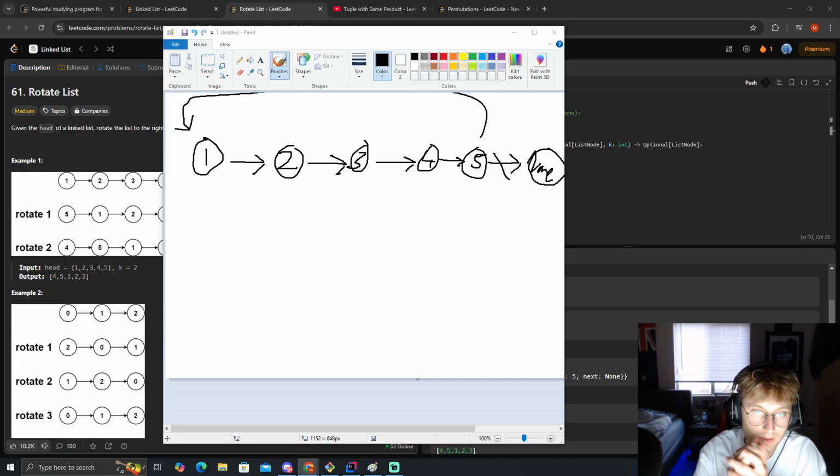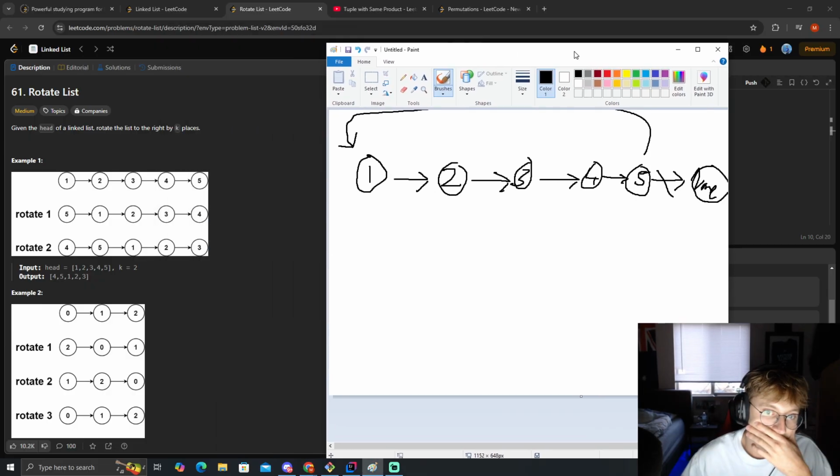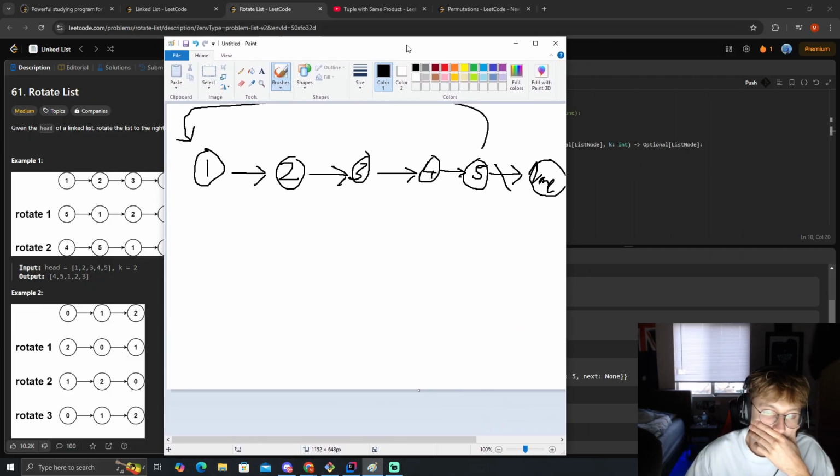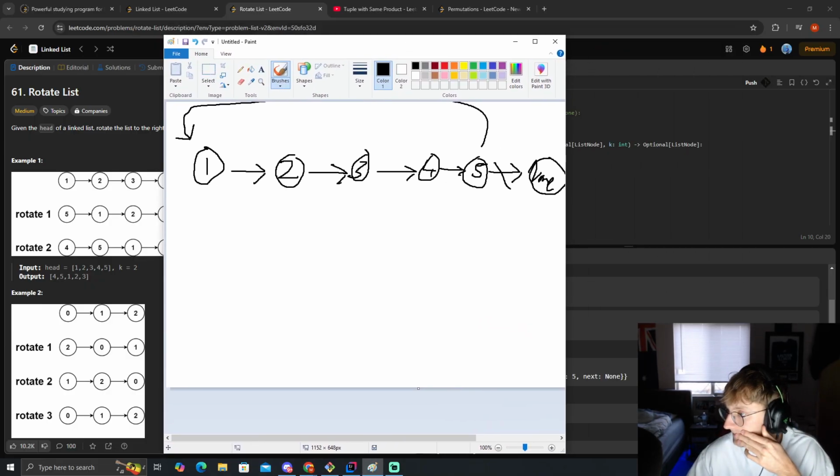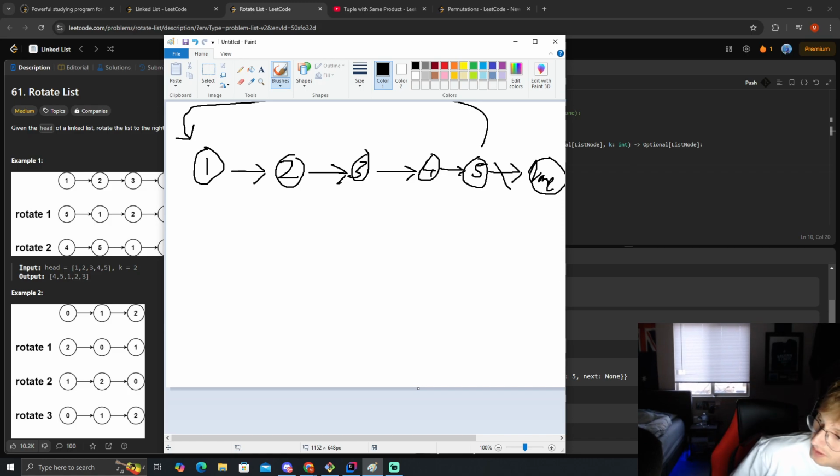Find the length of the linked list. I don't know, dude. I don't know. It's saying here that since rotating a list by its length results in the same list, compute k to reduce unnecessary rotations. Find the new tail.